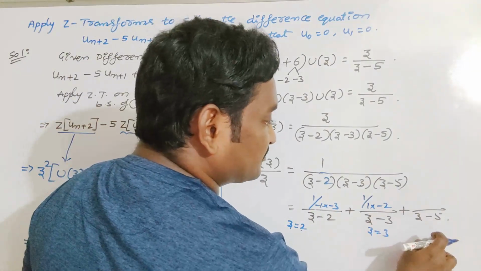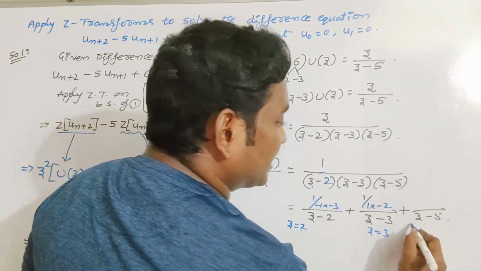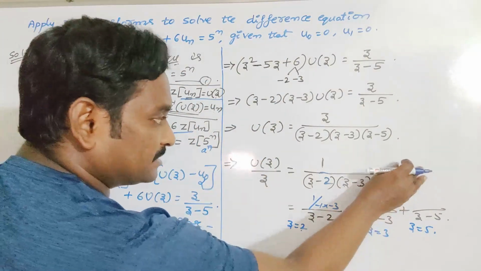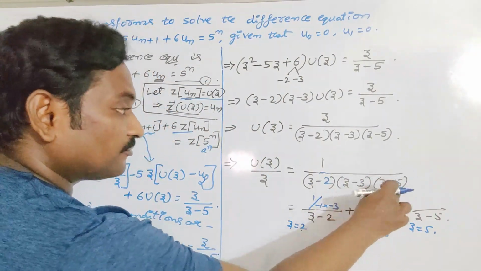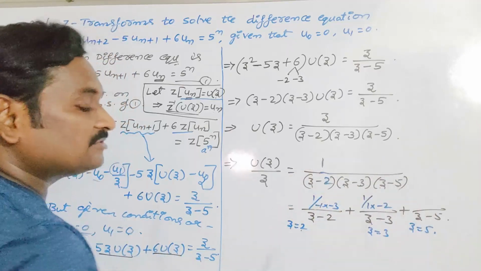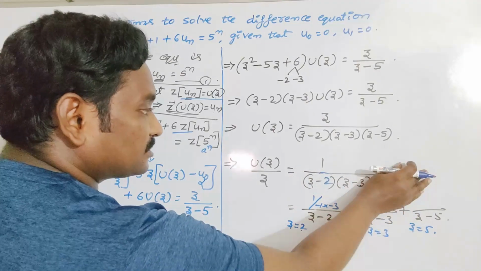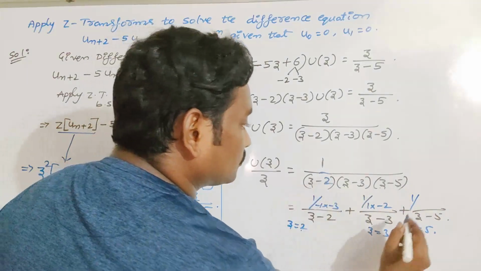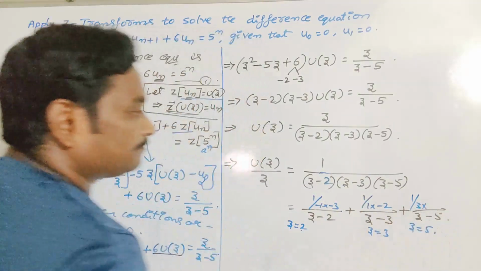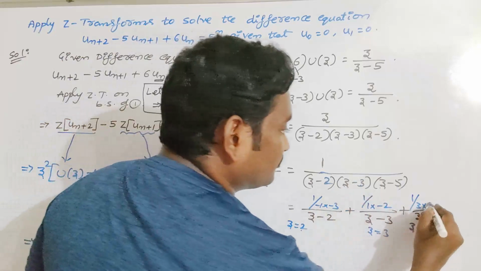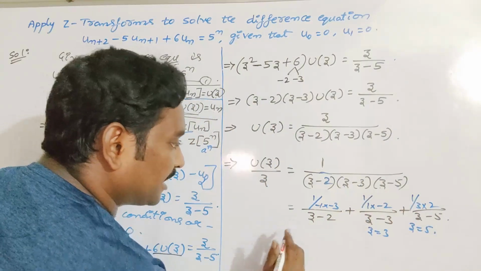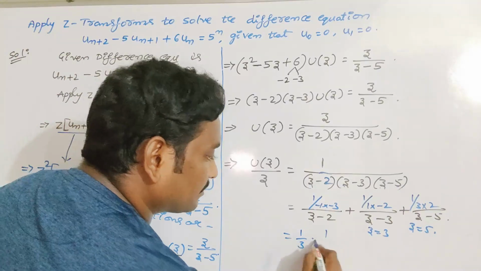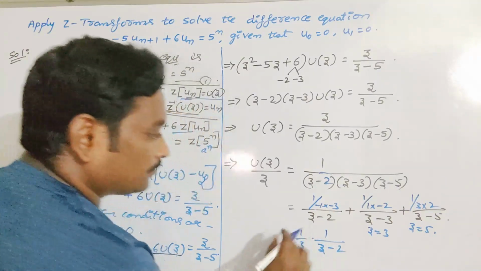C by Z minus 5. I will find out the C value directly by replacing Z is equal to 5, except in this factor. If you put Z is equal to 5 in this one also, you will get 1 by 0, infinity. That's why don't put Z is equal to 5 in this factor. 1 by 5 minus 2, which is 3, into 5 minus 3, which is 2.